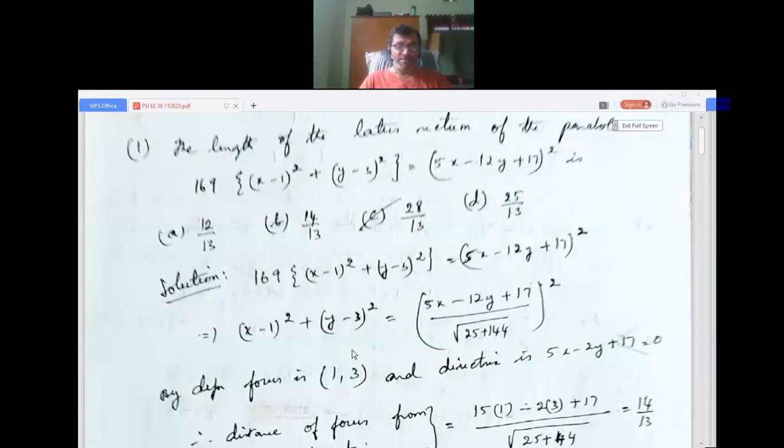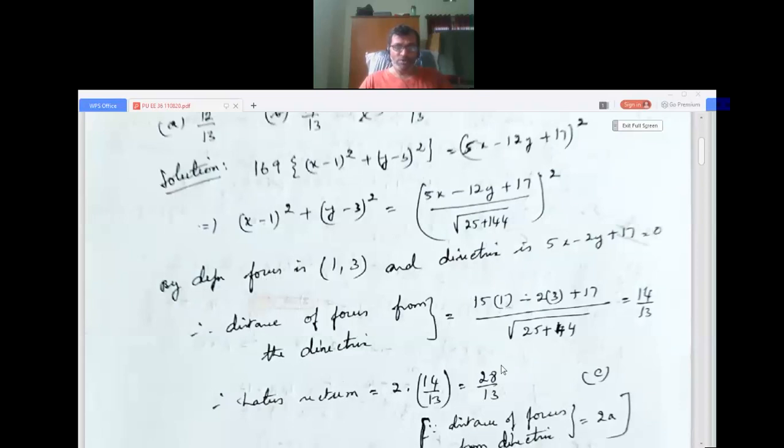As a result, we can say very clearly that the focus is (1, 3) and the directrix is 5x minus 12y plus 17 equals 0. So this is the definition of parabola. Now I find out the distance of the focus from the directrix.